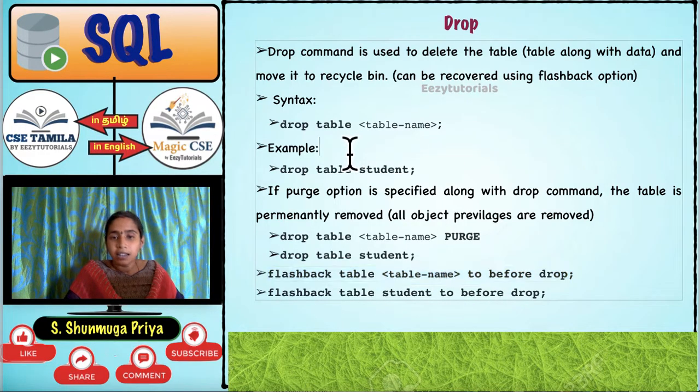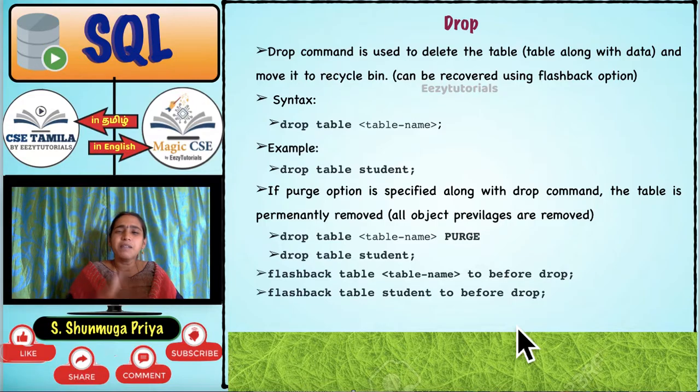Okay. Suppose this recovery should not be made available. The entire table should be permanently deleted. Sometimes in Windows you will be right clicking delete permanently or you will be pressing shift delete. It will not be available in recycle bin. Entirely it should be deleted means you can do it in SQL with the help of drop table, table name, purge. Purge is the keyword which is used for doing permanent removal of table, permanent deletion of the table.